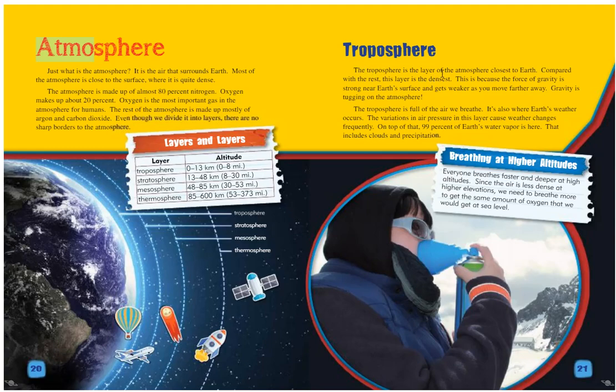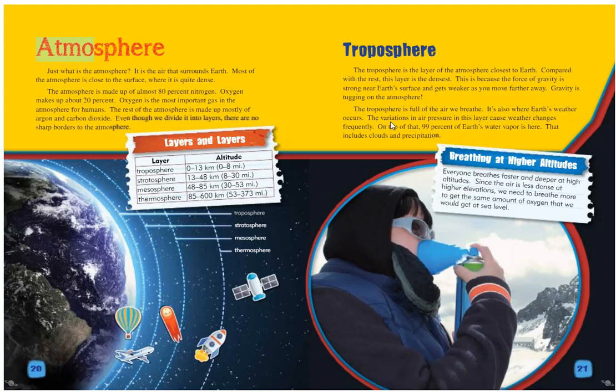The troposphere is the layer of the atmosphere closest to Earth. Compared with the rest, this layer is the densest. That is because the force of gravity is strong near Earth's surface and gets weaker as you move farther away. Gravity is tugging on the atmosphere. The troposphere is full of the air we breathe.